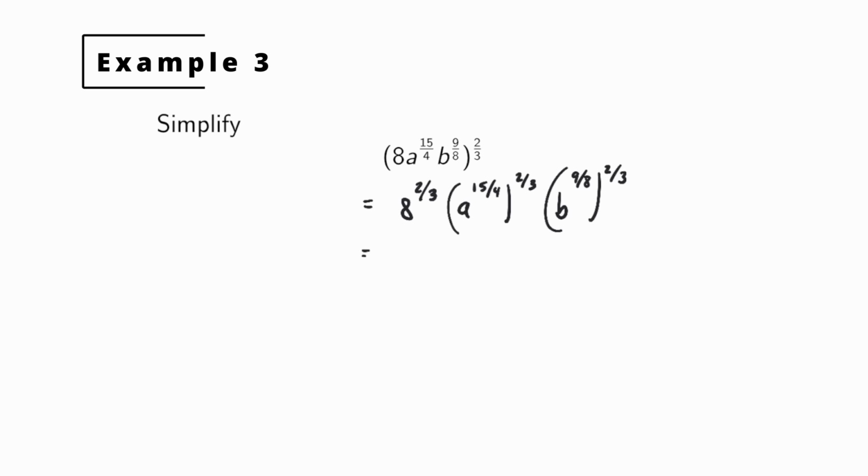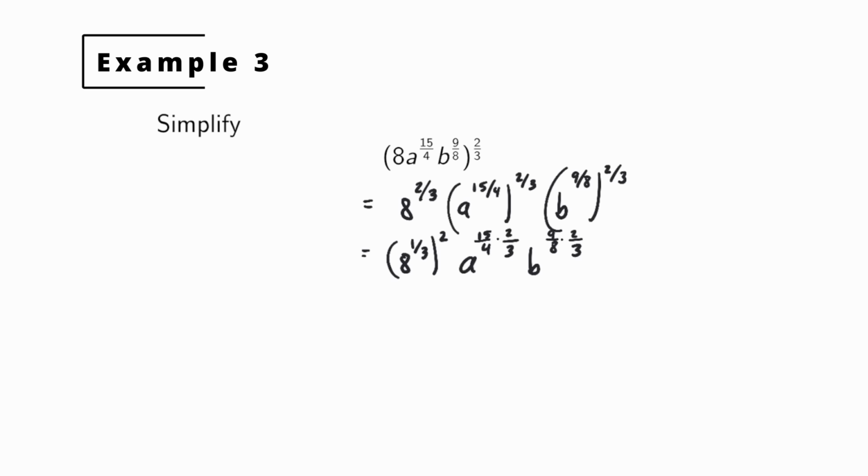So what you could do here is you could think about 8 as being the cube root of 2. And so what you could do is you could write this as 8 to the 1/3 power squared. Okay. And then over here, we'll have 8 to the 15 over 4 times 2/3. And then b to the 9/8 times 2/3.